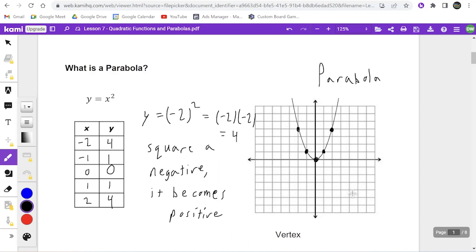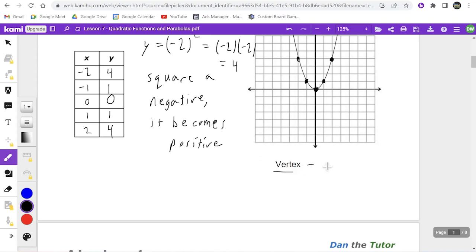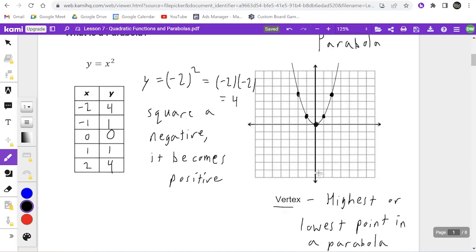But one huge thing that we're going to be spending most of today talking about is A, the vertex, and B, the different ways you can write the equation of a parabola or a quadratic function. So real quick, let's talk about the vertex. The vertex is simply the highest or lowest point in a parabola. And the reason why I have to say highest or lowest is because here, in this example, it's the lowest point. That's where the vertex is.